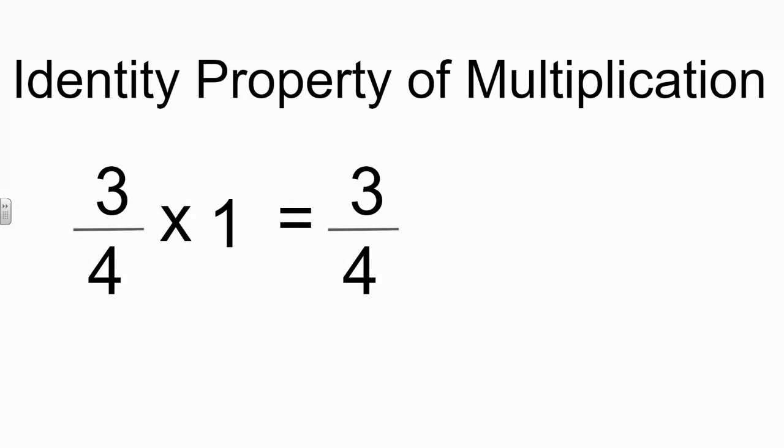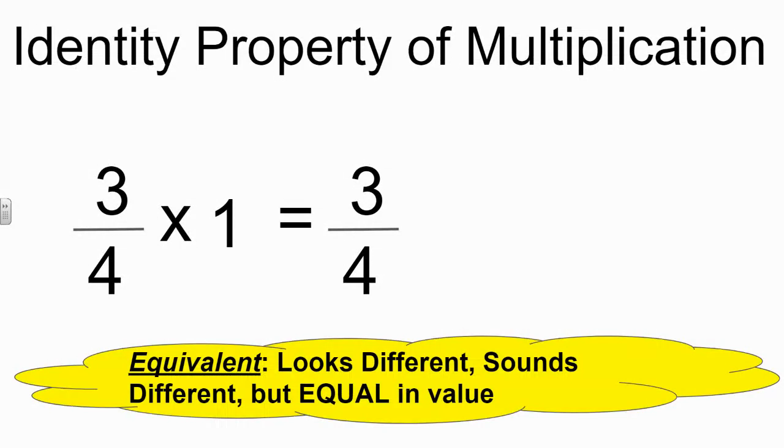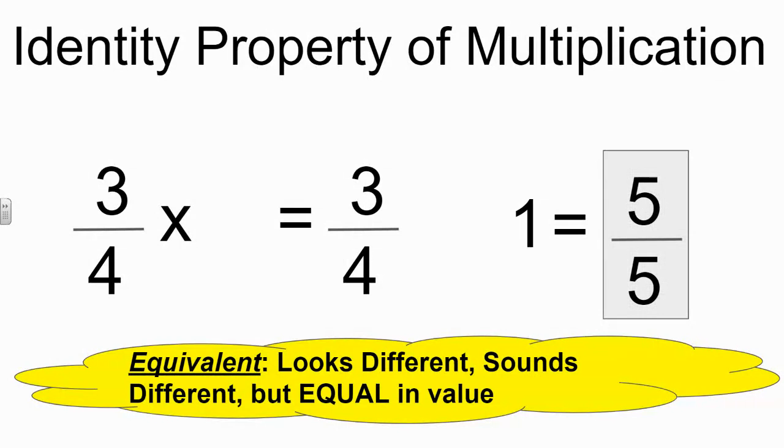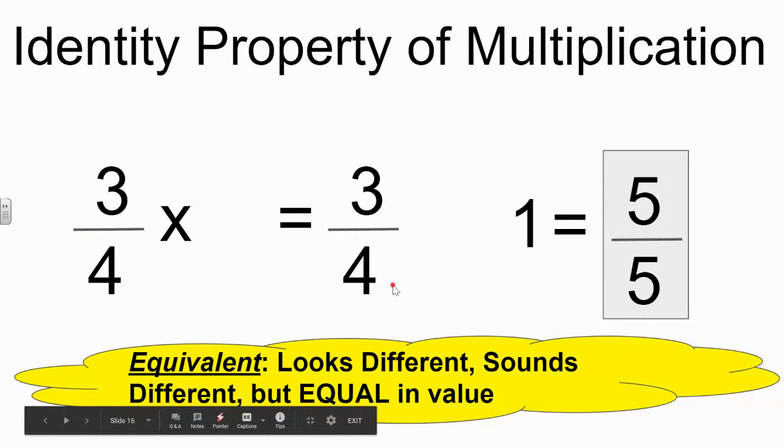But 3/4 is not equivalent to 3/4 because they have to look different and sound different. So instead, I'm going to use what we talked about. Equivalent means looks different and sounds different, but equal in value. We know that a 1 is going to keep it the same value, but looking the same. So I'm going to think to myself, what do I know about the number 1? Well, I know that all rectangle fractions mean 1 whole. So if I just pick a random rectangle fraction, 5/5, instead of putting a 1 here, I'm going to replace it with a number that means 1, 5/5.